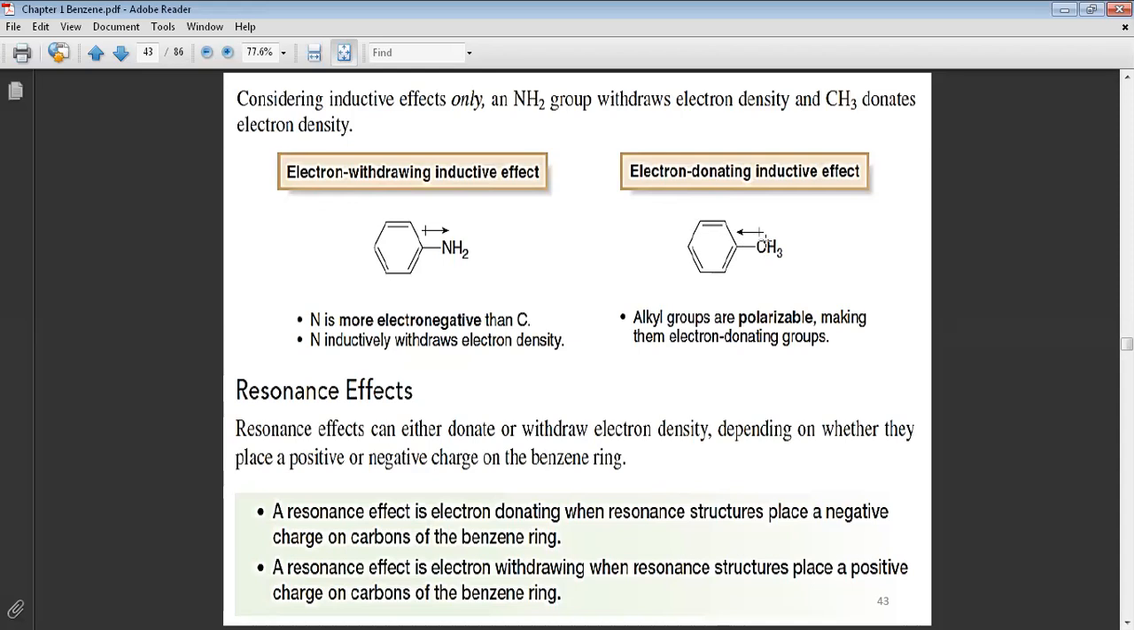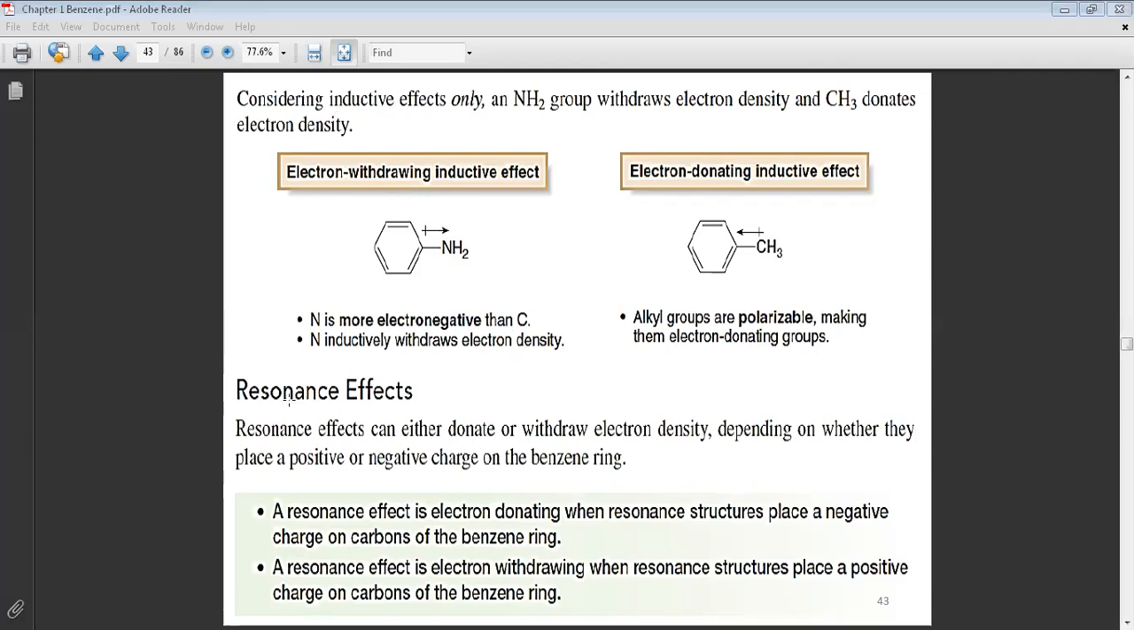Electron donating. Why? Because alkyl groups are polarizable, making them an electron donating group. Okay. Now look, this is the inductive effect.